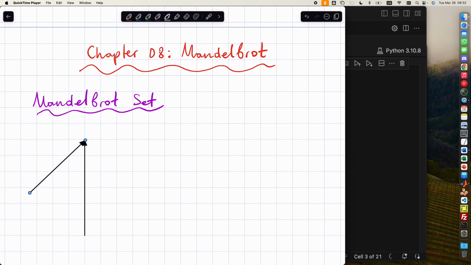Let me duplicate this. So here's what we are going to do. We are going to play a game. So this is a real axis, this is imaginary axis. Okay, we are going to pick up a dot from here. So let's say this is A, this is B. So we are picking up a complex number C, which is A plus I times B.